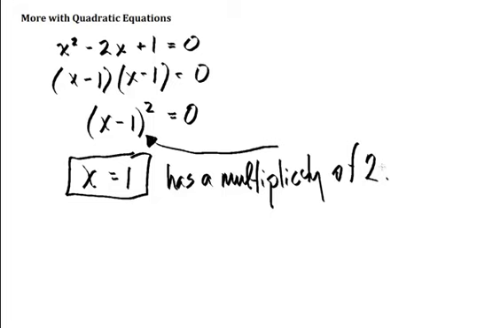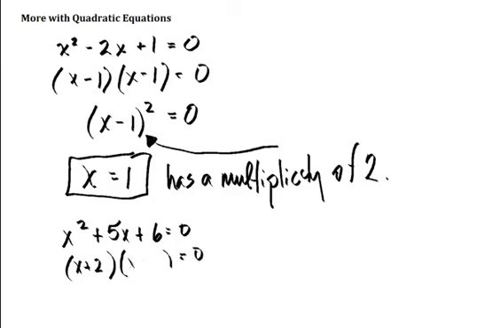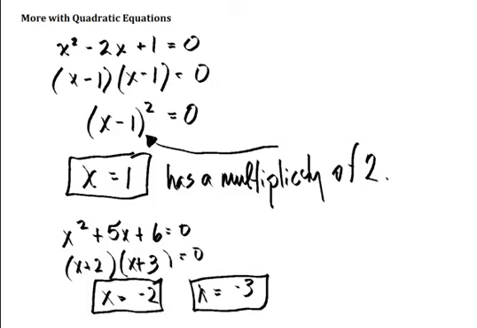Normally we solve these problems and we have something like x squared plus 5x plus 6 equals 0. And normally we have something that looks like x plus 2, x plus 3. So we say that x is equal to negative 2 and x equals negative 3. Well, in each of these cases, we say that each one of these has a multiplicity of 1 because there's an understood 1 on those powers.